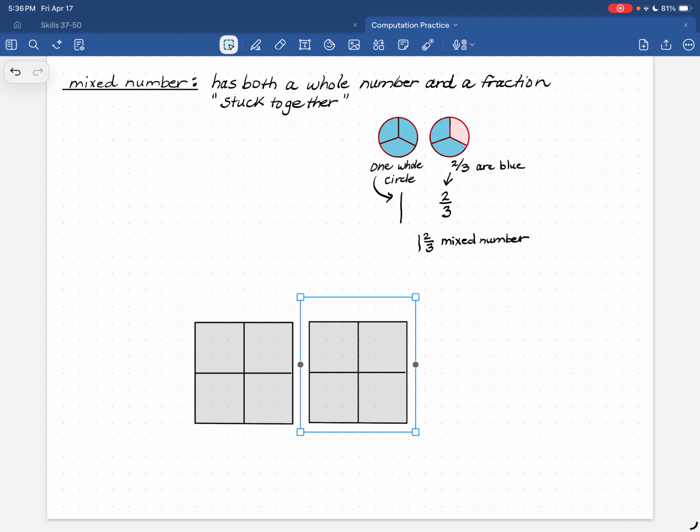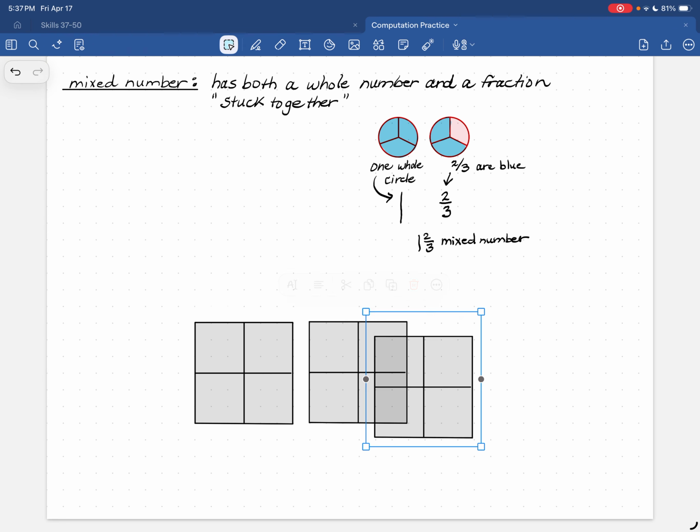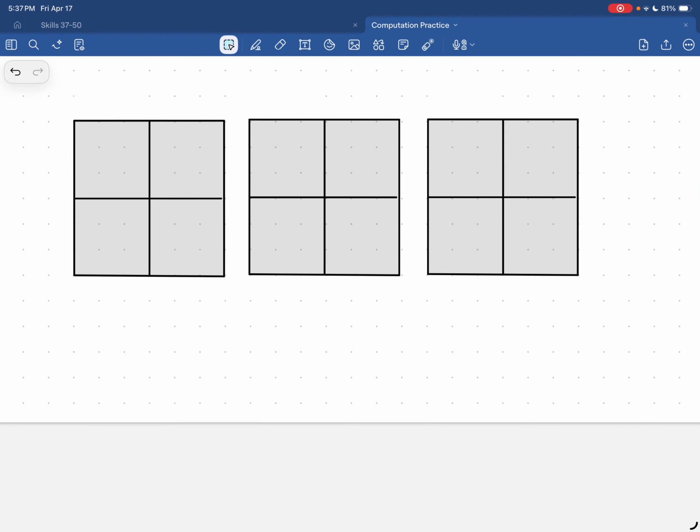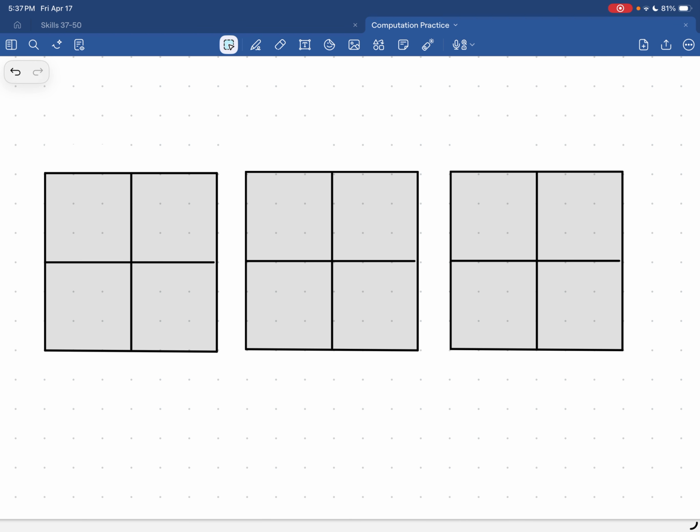Actually, I think I want to do yet another one just like it. So I want you to draw this model. You do not have to color yours gray. Just draw me some squares like this. My computer is automatically making them gray. I need to go back and figure that out. So I have 3 identical squares, and each square has how many equal parts? Each square has 4 equal parts.